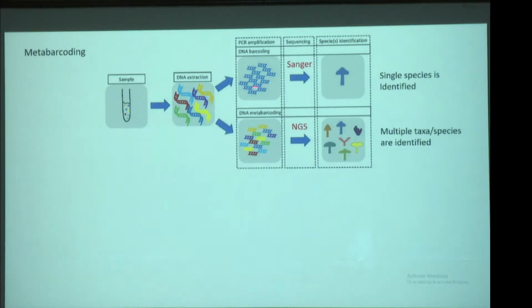You can see the pointer, right? In barcoding, during PCR amplification, only one gene from one species is amplified. But here, the same gene from different organisms is amplified. And these amplified products are sent for sequencing. Here we are using next generation sequencing. The currently used technology for metabarcoding and metagenomics is Illumina sequencing. After receiving the result and doing sequence analysis, the multiple taxa or species present in that particular sample are identified.